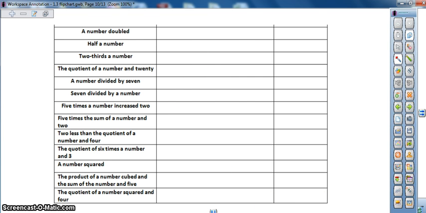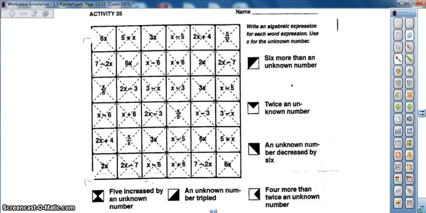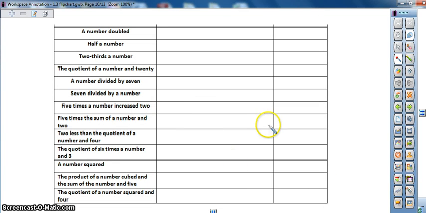So as you look at those phrases, your homework is going to be a worksheet where you're going to be kind of filling in some of the data. So hopefully this went well.